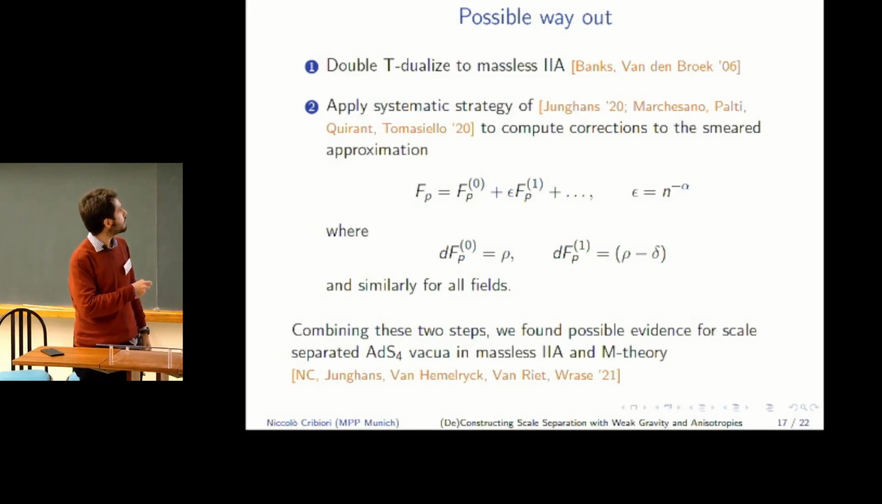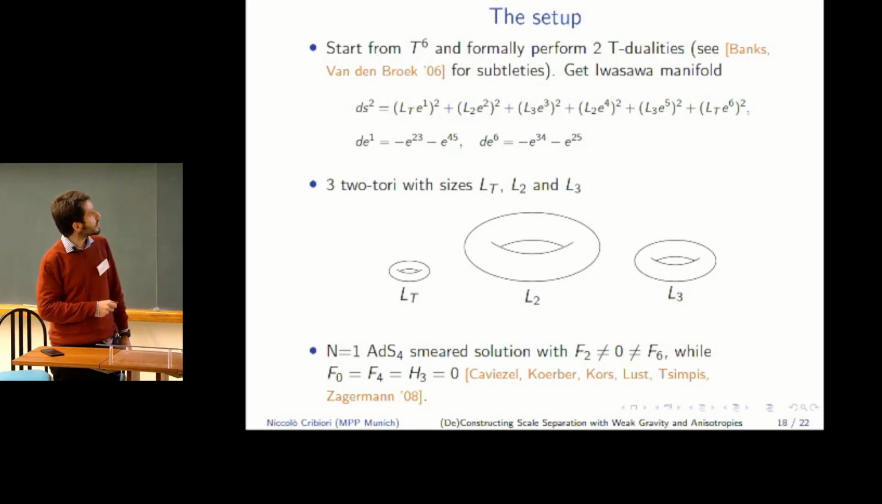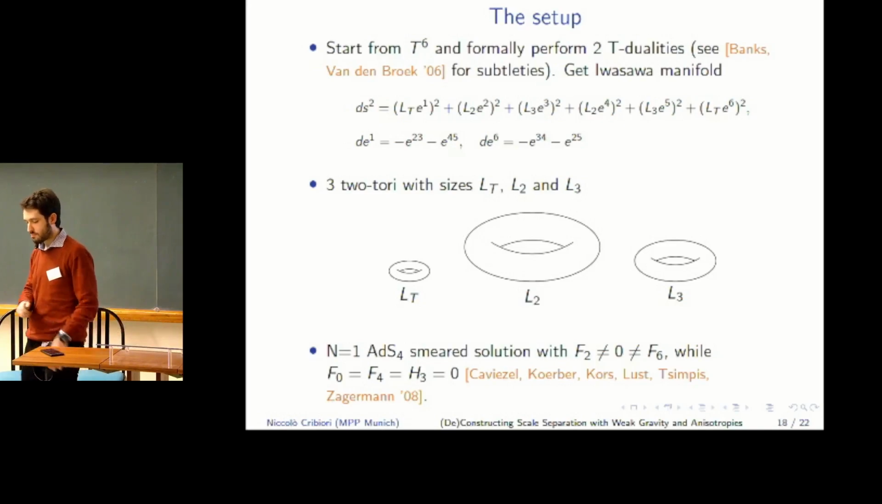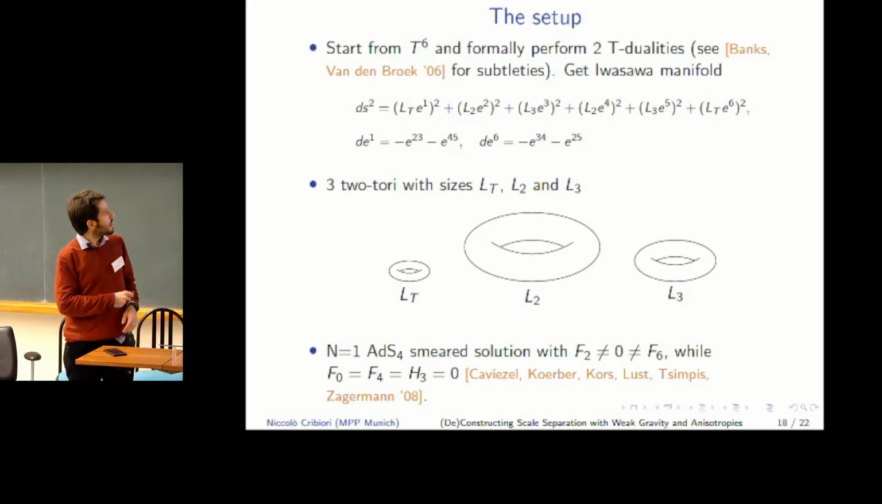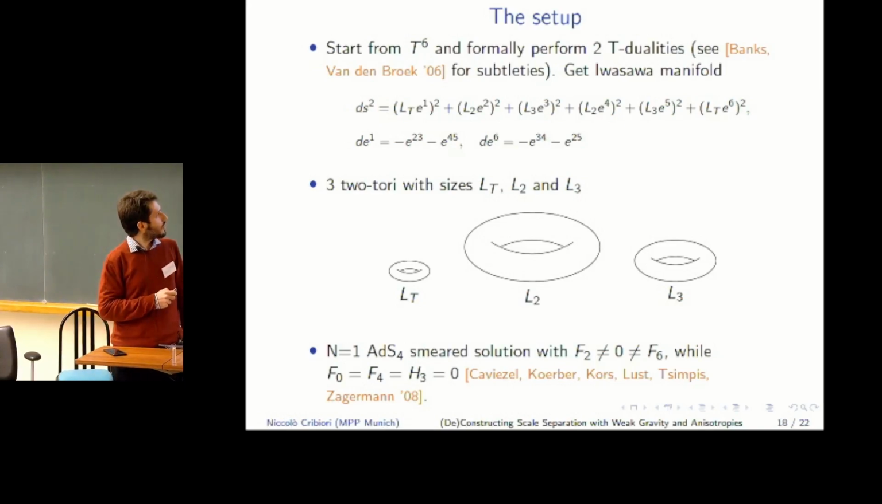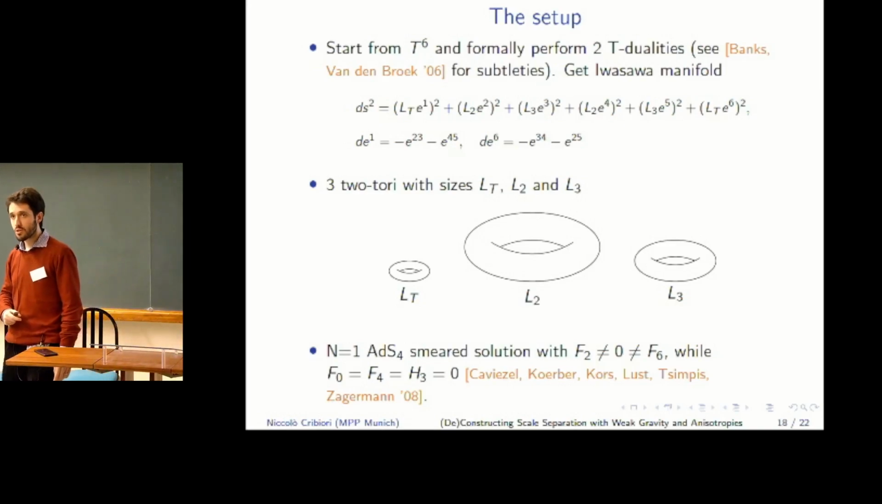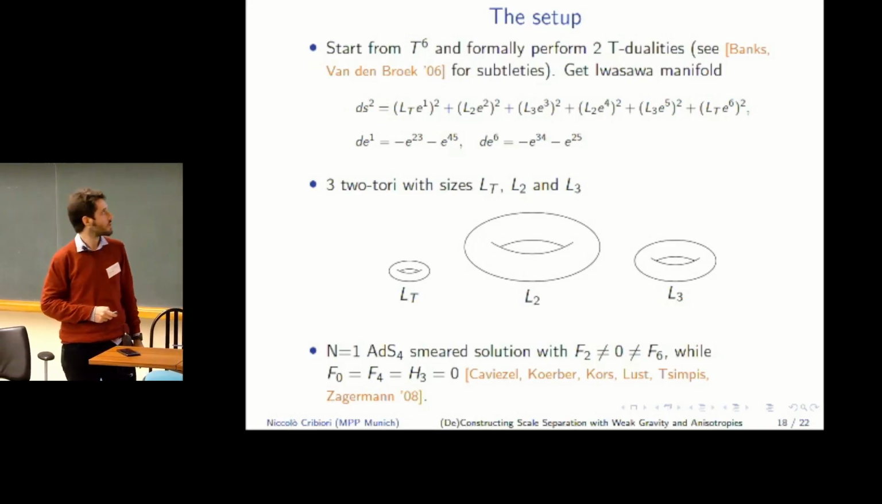So we combined these two steps, and this led us to possible evidence for scale-separated vacua in massless type 2A. It actually has both weak and strong coupling, meaning that these vacua could also be vacua in M-theory. The setup is the following. You have what is called the Nilmanifold, which is essentially a special subcase of a twisted torus. What is important, and I'm going to stress less, is that you can think of this T6 as 3 copies of two-tori, so we have 3 two-tori. And the general smeared solution was already known. We computed the first order correction in the back reaction to this solution.